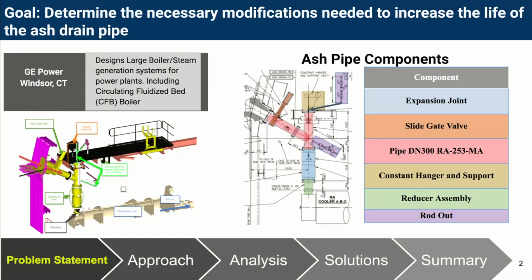GE Power designs boiler systems for power plants that include the circulating fluidized bed boiler. These systems utilize the ash drain pipe to remove fly ash material from the boiler in order to optimize its power generation. The goal of this project was to determine what feasible modifications could be made to the current ash drain pipe design to increase its durability. In the diagram, you can see the different components that make up the current design.